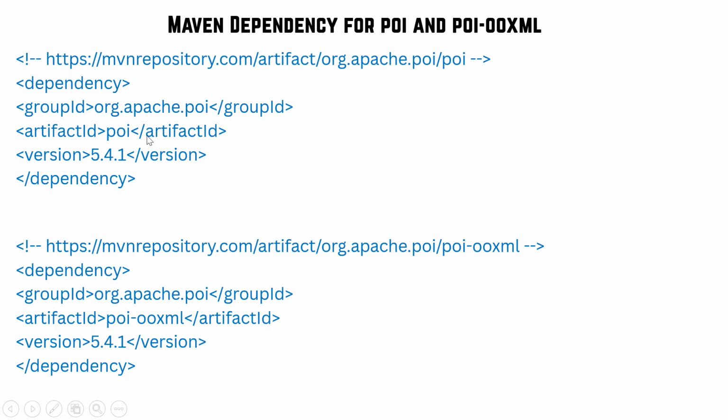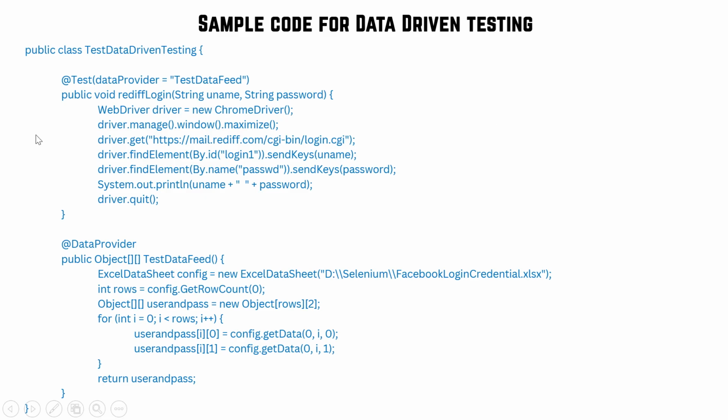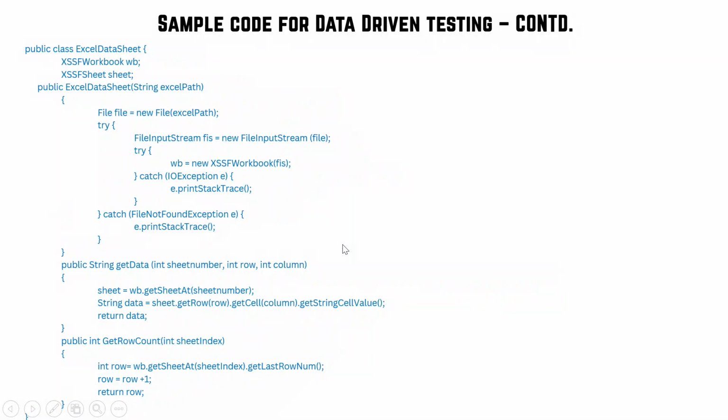So these are the two dependencies, POI and POI-OOXML, for the XML part, and this is the part we can implement, and we can create another class separately to handle all this part. Okay, so that is the way.